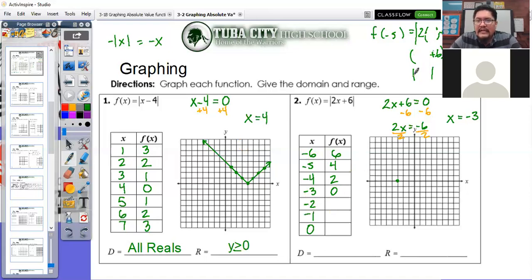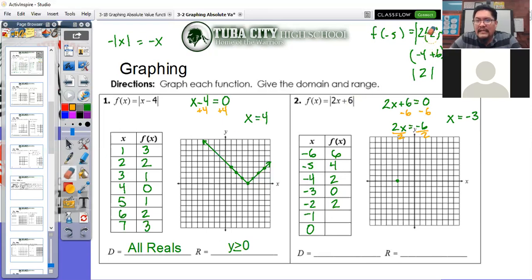So let's go ahead and put -2 here. 2 times -2 would be -4. And 6 minus 4 is 2. So that, again, it works out that way. It should. The next number should be 4.